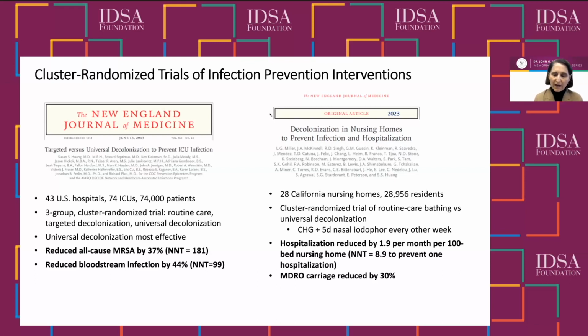And their primary outcome that they measured was transfer from the nursing home to a hospital. And they found that in the intervention arm, hospitalization was reduced by 1.9 per month per 100 bed nursing home. So the number needed to treat to prevent one hospitalization was about 8.9. And the MDRO infection rate was reduced by 30%. So again, direct effects and indirect effects that should have a substantial impact on antibiotic resistance here.